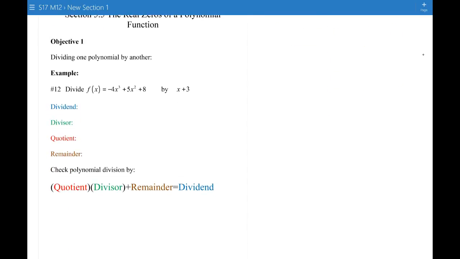So if we're dividing one polynomial by another, we need some language. The dividend is what you're going to divide into. So this is the negative 4x cubed plus 5x squared plus 8. You're dividing it by x plus 3. The divisor, the one that's doing something, is x plus 3, dividing into the dividend. Then the quotient is what you get if you do the division problem and it's what's on top.